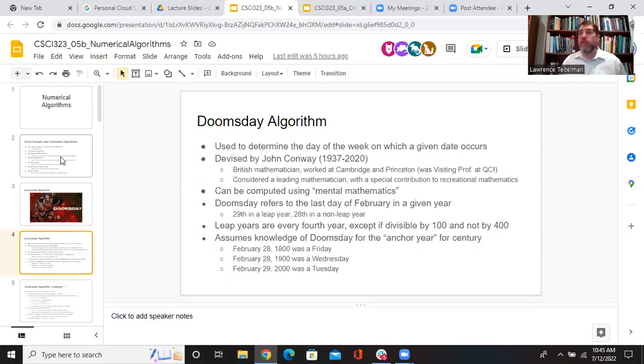So what is the Doomsday algorithm? The Doomsday algorithm is a pretty cool algorithm. It's used to mentally calculate, meaning in your head, without pen, without paper, without a calculator, what day of the week any given date is. There are a few things you need to memorize, but once you're good at it, you could do it in your head.